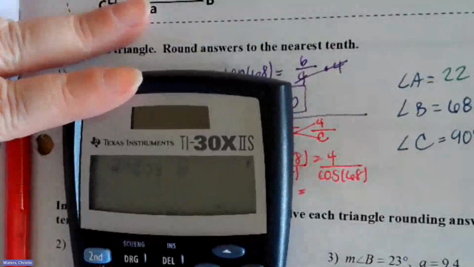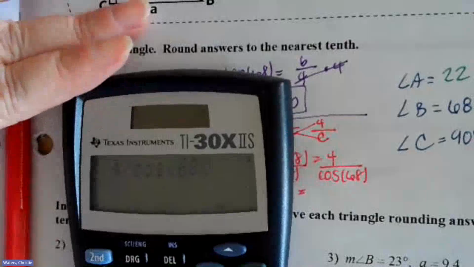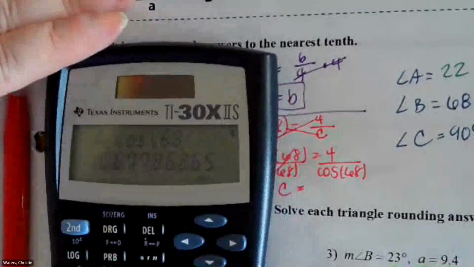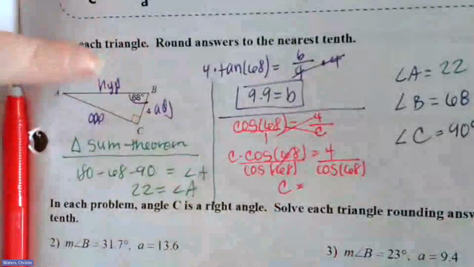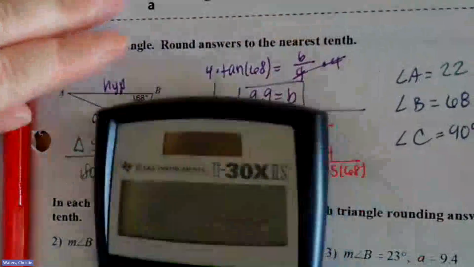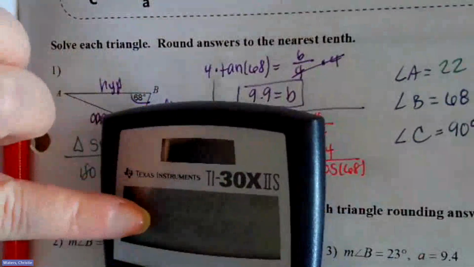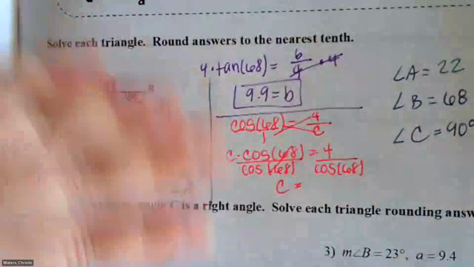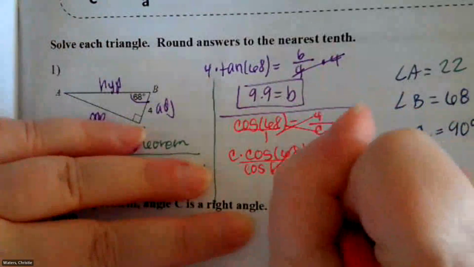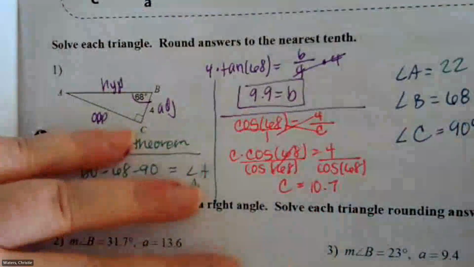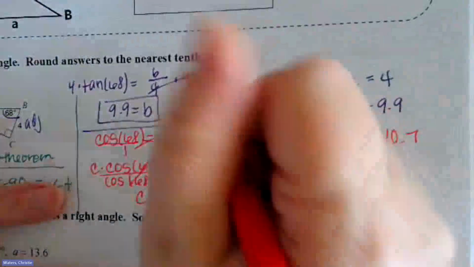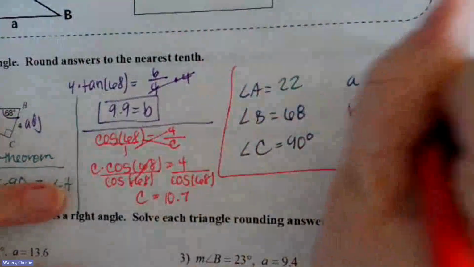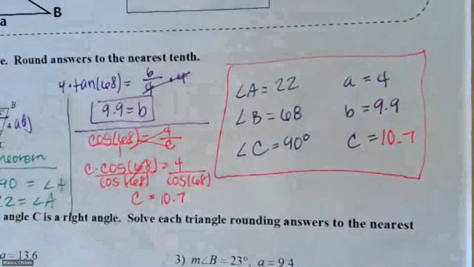4 divided by cosine 68 is 10. I can't read it like that. 10.67. Does it say how to round? It says to round to the nearest tenth, so I'm going to do 10.7. All right. So once you have all 6 answers, you are done with that problem.